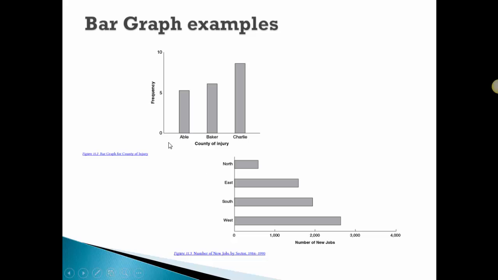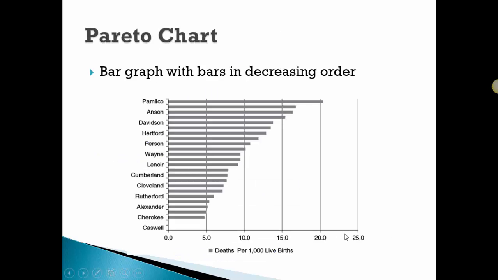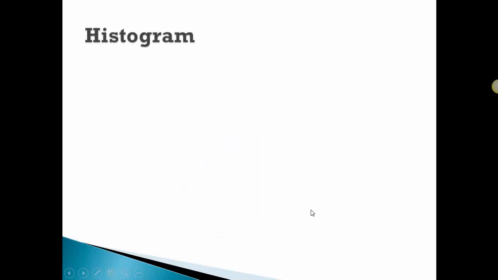So here are two different ones. Here's one shown this way, where we've got the frequencies along the vertical axis and the categories along the horizontal. This is the opposite way: categories along the vertical, frequencies along the horizontal. A bar graph with bars in decreasing order is called a Pareto chart, also a nice graphical display.